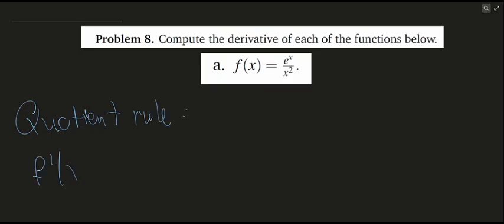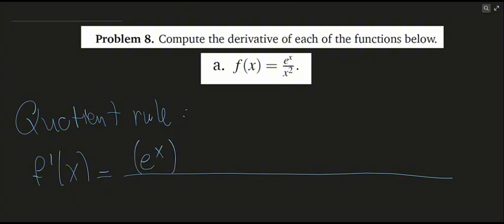f prime of x is going to be the following. Literally, just me plugging into the quotient rule. e to the x prime, numerator prime times denominator, minus e to the x times x squared prime. That's divided by x squared squared.